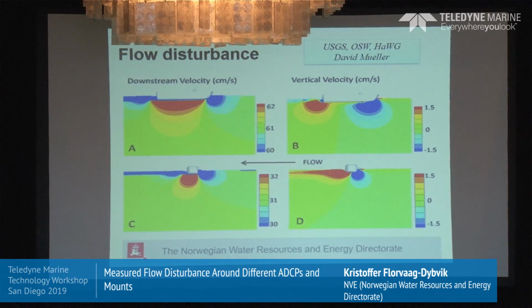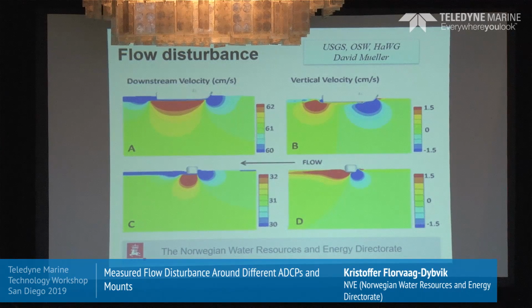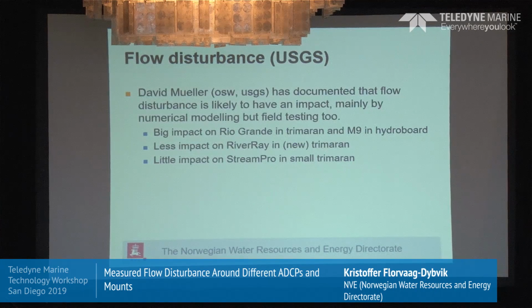But I did not really believe this, because it couldn't be that bad. This was just some computations and a few measurements in the river to confirm it. So I can say this first. The result from David's studies was that there was a quite bad flow disturbance around the Rio Grande and the M9. It was less impact on the RiverRay, and there was very little impact on the StreamPro.